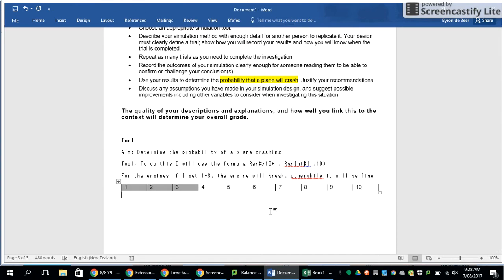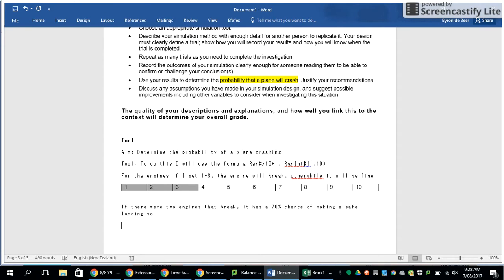Also, there's another probability. The probability is if there were only 2 engines broken, it has a 70% chance of making a safe landing.